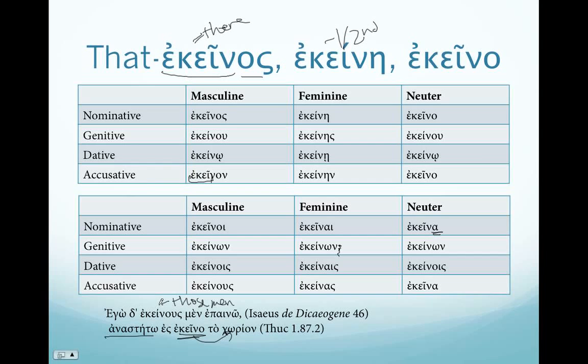Here it's being used substantively, it's just a pronoun, those men, but here it's an adjective modifying the noun. And notice it stands outside, it's in the predicative position. That's very important to notice. Demonstratives show up in the predicative position.